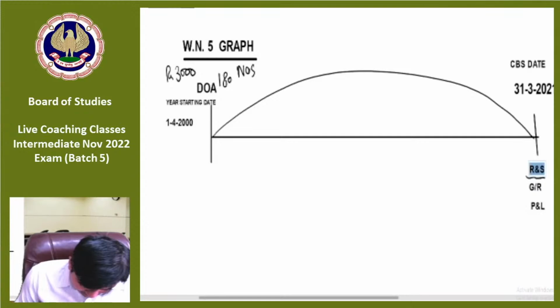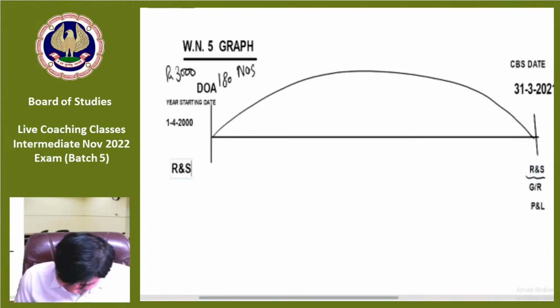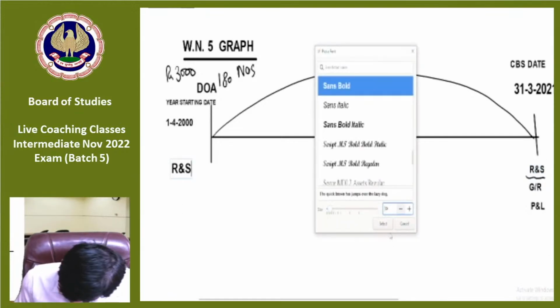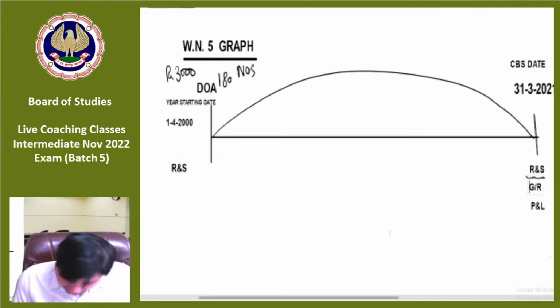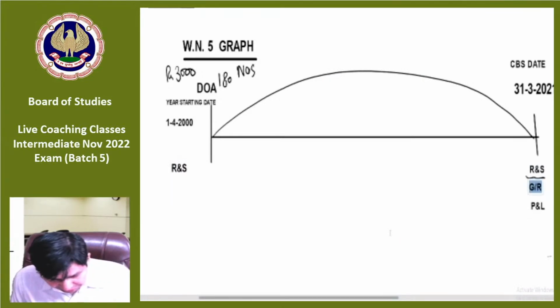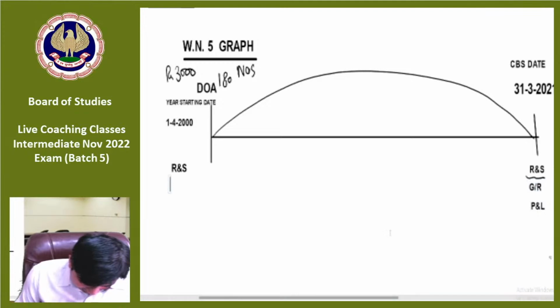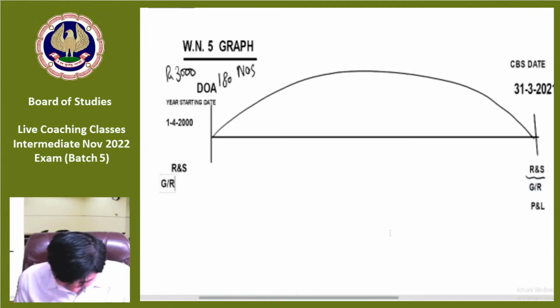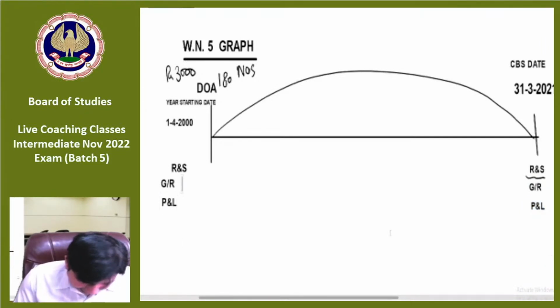Beta, please also write down here reserve and surplus. Okay, beta. And that is how much? The same thing we have to mention here. There is general reserve and there is profit and loss also. Please write down here the general reserve amount.